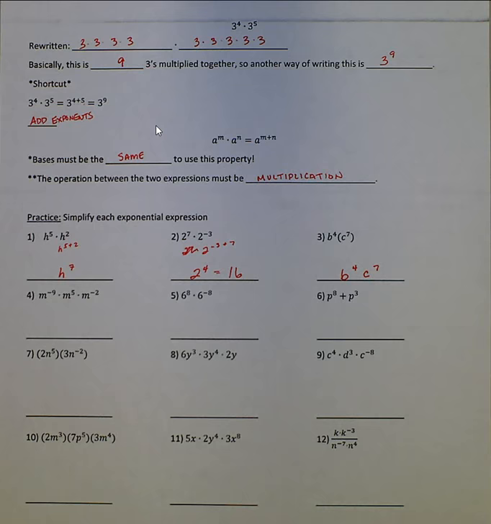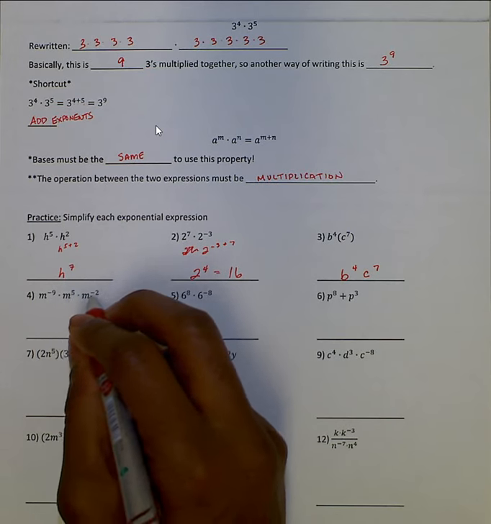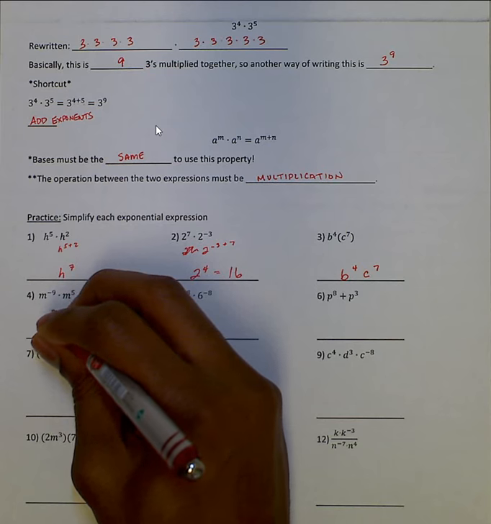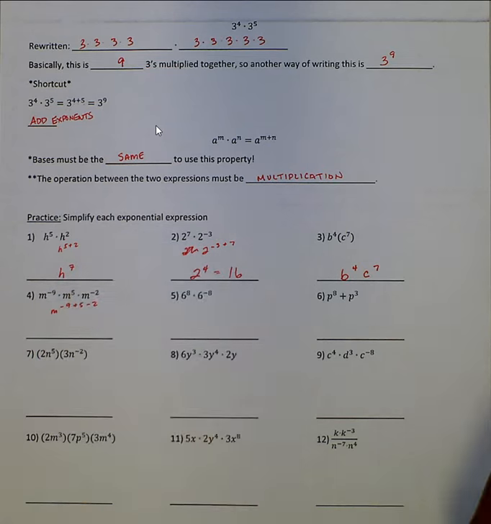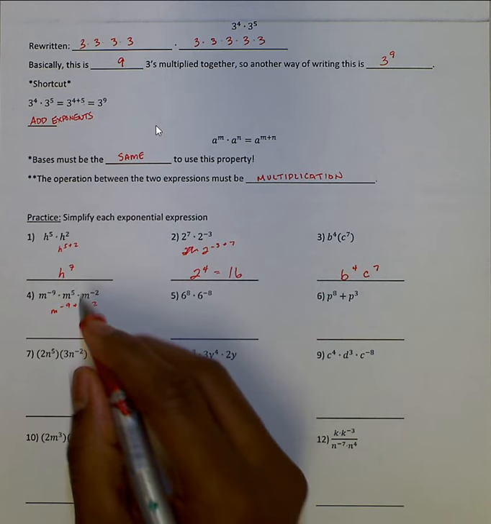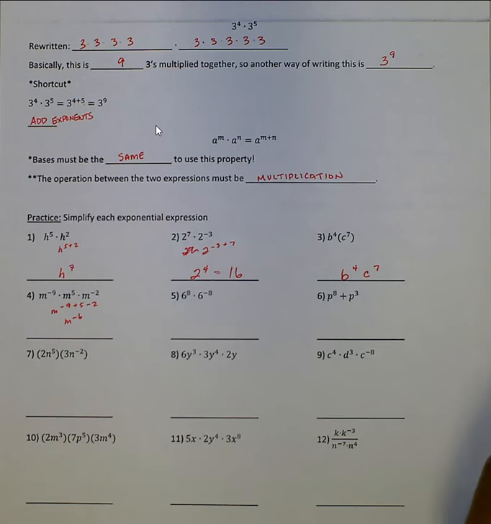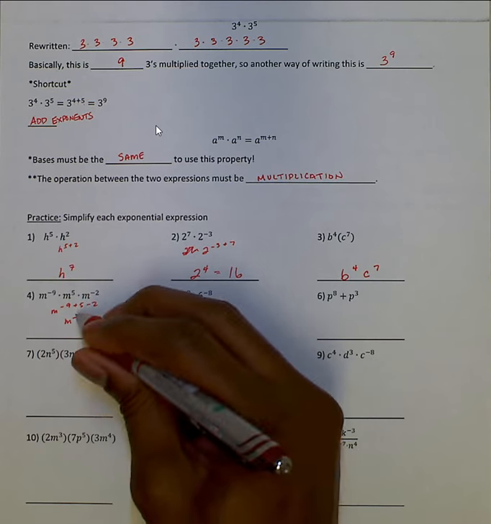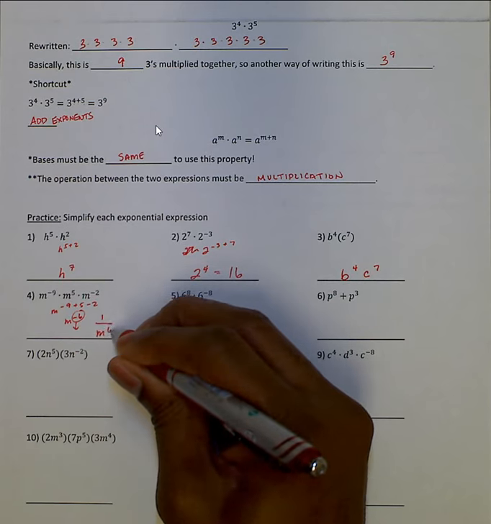Number 4, we have m to the negative 9th, m to the 5th, m to the negative 2nd, so negative 9 plus 5 minus 2, adding all those numbers together. And so what we have is m to the negative 6th. Now remember that in a simplified answer, we will never have a negative exponent. So we move that to the denominator: 1 over m to the 6th is our answer.